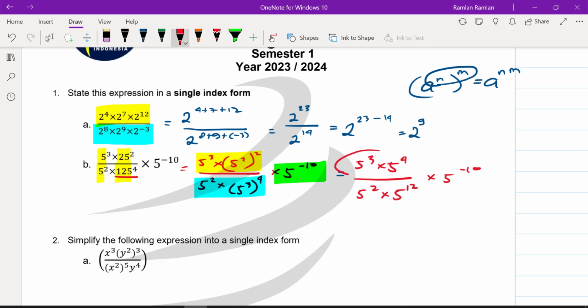Then again, guys, we're going to simplify this first because it's not in a single index form. In here, it's the same thing as the one we did in the first question, which is just adding the power, right? Adding the power because they're being multiplied and they have the same base. So it's just 5 to the power of, let's do it all at once, 3 plus 4 is equal to 7, right? So that'll be 5 to the power of 7. The same thing over here. We have power of 2 and power of 12. Just add them together. 2 plus 12 is equal to 14. So that'll be 5 to the power of 14. And that 5 to the power of negative 10 doesn't change. Just leave it there.